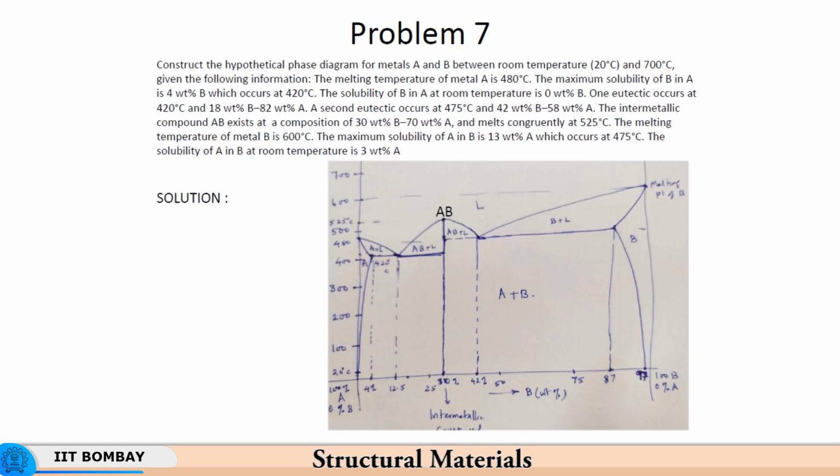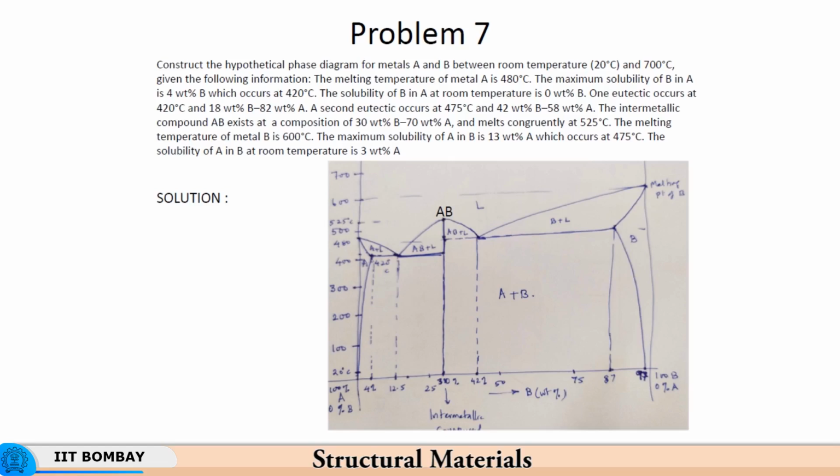Okay, so actually this vertical line should have been here, this is 12.5, this is actually 18, right. So, this should be a vertical line over here.